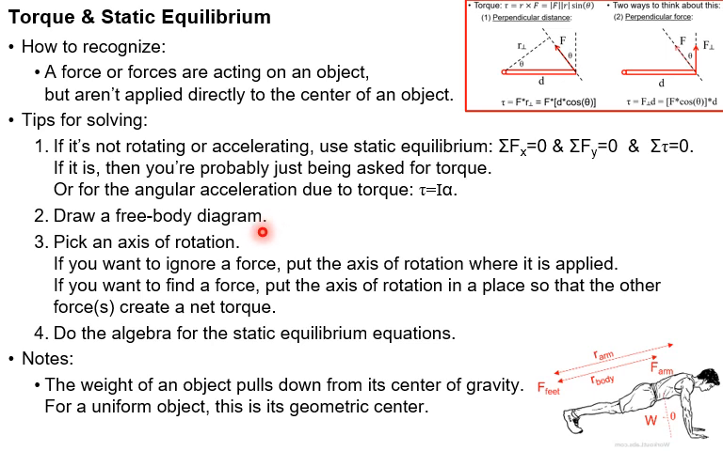If the axis of rotation is not given, you may need to pick the axis of rotation. The way that you do this is if there's a force involved that you want to ignore. So for instance, you know it's there, but you haven't solved for it yet. You can put the axis of rotation where that force is applied, because then the distance from your axis of rotation to that force will be 0, so that force will apply 0 torque. And then you just do the algebra for the static equilibrium equations.